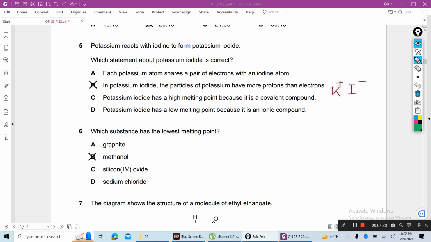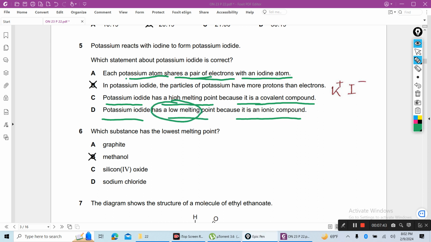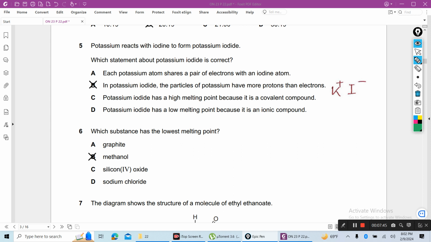Now why is A wrong? Does the potassium atom share a pair of electrons with an iodide? No, this is an ionic bond, with transfer of electrons. A is wrong. Potassium iodide has a high melting point because it is a covalent compound. No, this is wrong because it is an ionic compound. Potassium iodide has a low melting point because it is an ionic bond. No, potassium iodide has a high melting point, not a low melting point. So B is the correct answer.